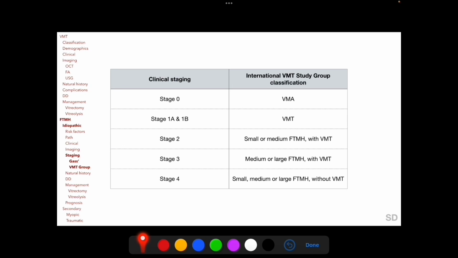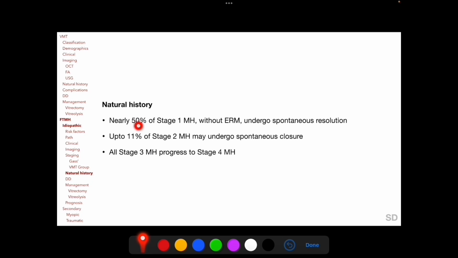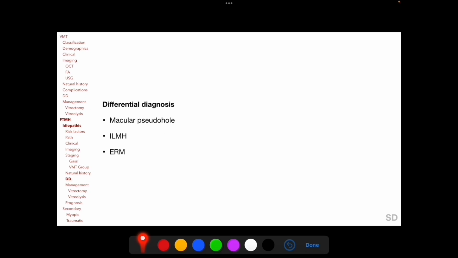This table shows the correspondence between clinical staging as described by Gass and OCT-based staging as described by the International VMT Study Group. Nearly 50% of Stage 1 macular holes undergo spontaneous resolution and up to 10% of Stage 2 macular holes may undergo spontaneous closure, but all Stage 3 macular holes progress to Stage 4 with none undergoing spontaneous resolution. Differential diagnosis of full thickness macular holes includes macular pseudohole, inner lamellar macular hole, and epiretinal membrane.